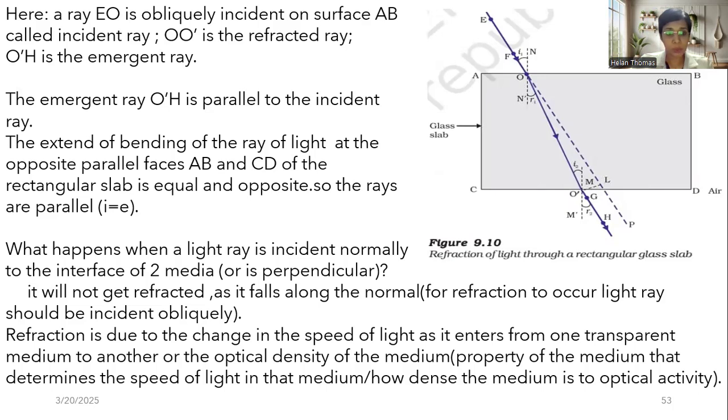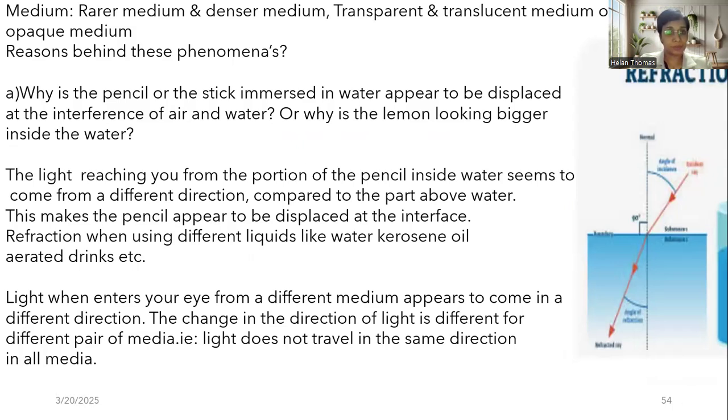Okay, so we need to know that the optical density will be different for different media, and that is why the propagation of light in different media will change as per the optical density of that medium. And now we would like to explain those phenomena which we saw in the pictures.